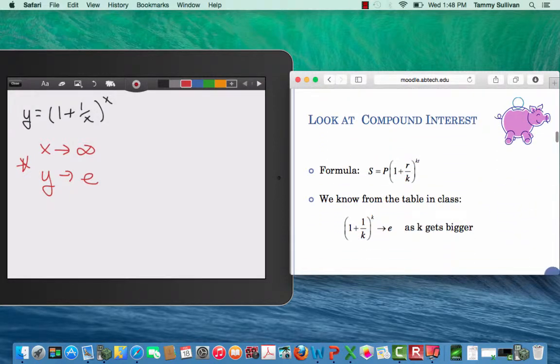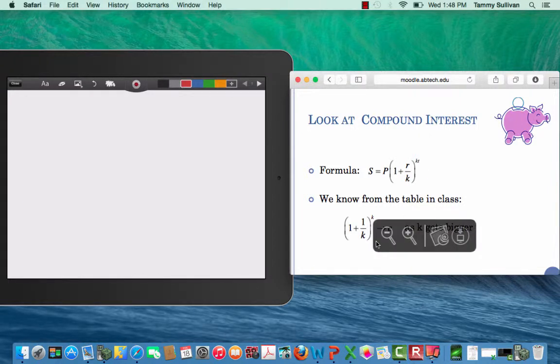So we're going to go back to that compound interest formula. And from the compound interest formula, you know that S is your future value, P is your present value, R is your rate as a decimal, K is how many times it's been compounded in a year, and T is your time. Now we've just gone through and shown that 1 plus 1 over x to the x, so instead of having x's I have k's, that goes to E as k gets bigger and bigger.